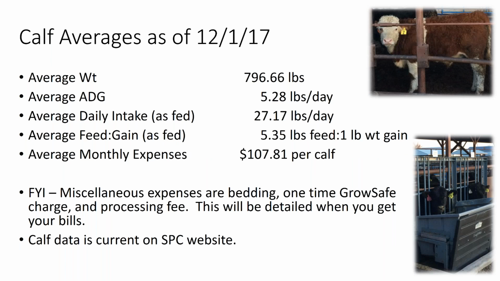And so as of December 1st, the average weight of the calves in your project is just shy of 800 pounds, as you can see, just shy of 797 pounds. That's an average daily gain on average of a little over 5¼ pounds a day. From an as-fed intake standpoint, your calves are consuming roughly 27 pounds of feed on an as-fed basis per day. If you want to see the dry matter equivalent, you can look at that online. And our as-fed gain or feed conversion is 5.35 pounds of feed to every pound of gain.